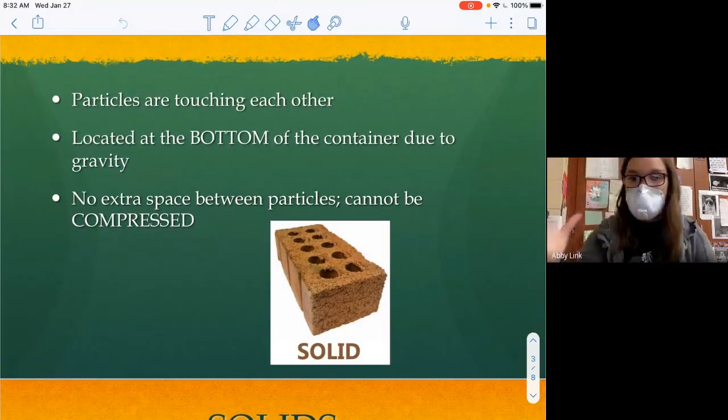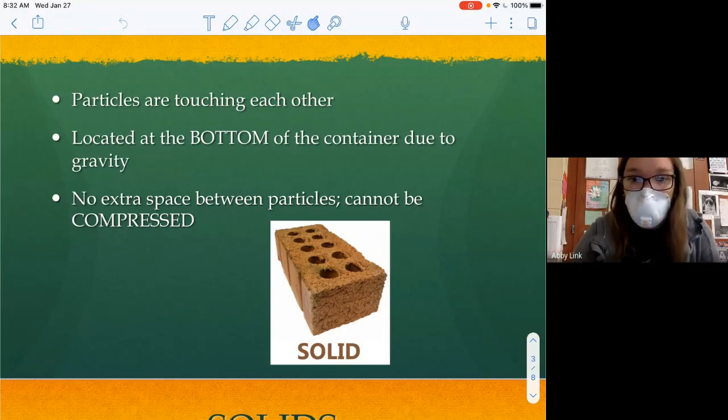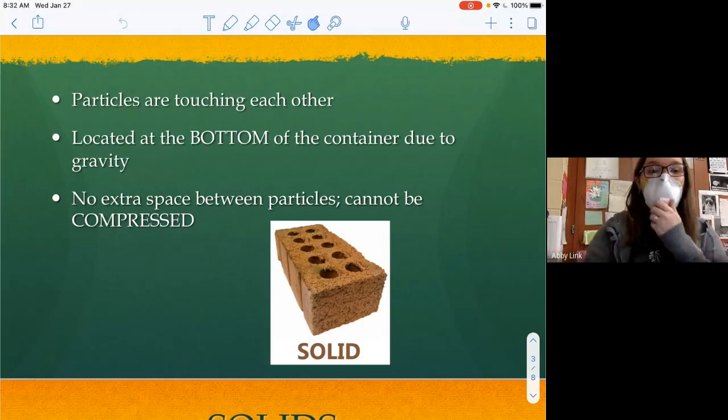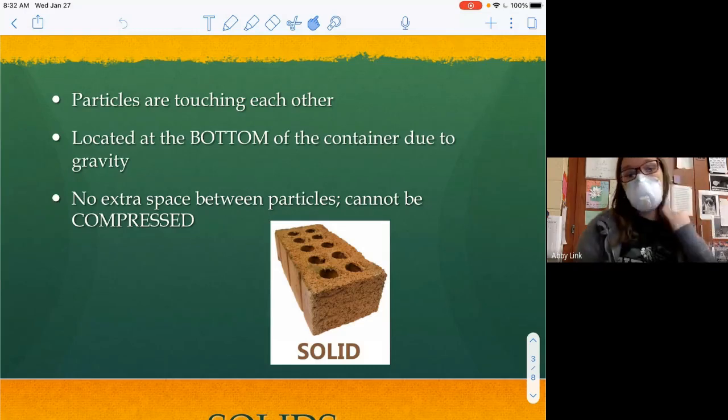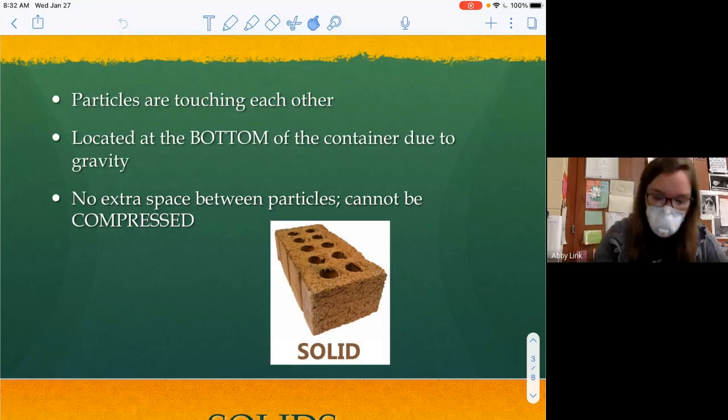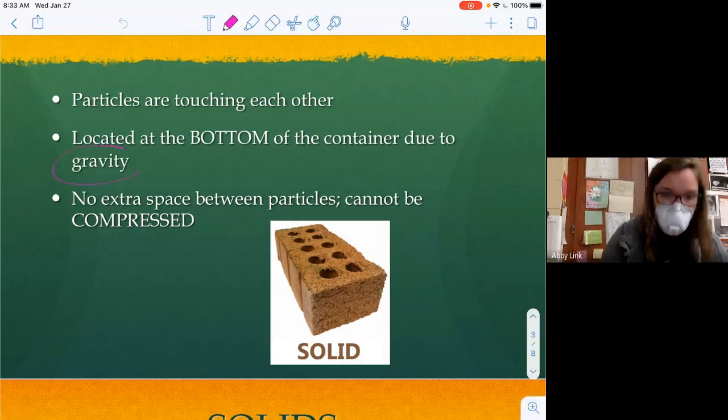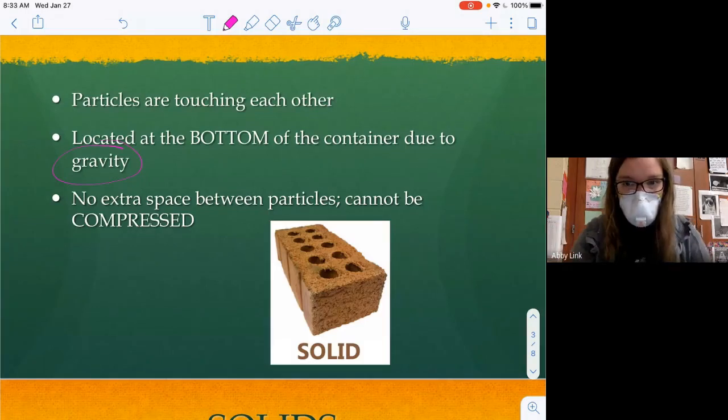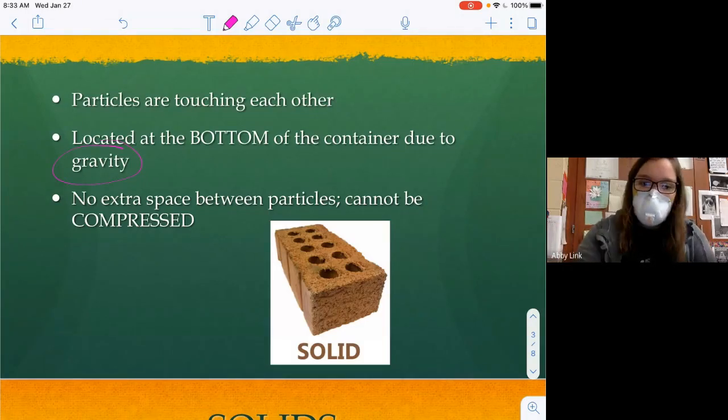So we're thinking in the back of our mind at all times here, what is going to be a correct drawing of a particle diagram for a solid, okay? And so basically, we've got some good descriptors here. Particles are touching each other, okay? They're going to be located at the bottom of the container due to gravity. You guys know all about gravity, right? You just came from physics, okay? So gravity obviously is going to affect solids. No extra space between the particles. They cannot be compressed, okay?